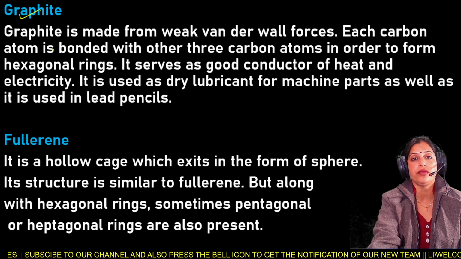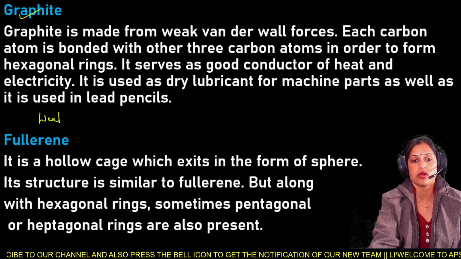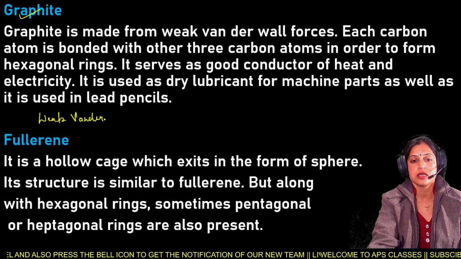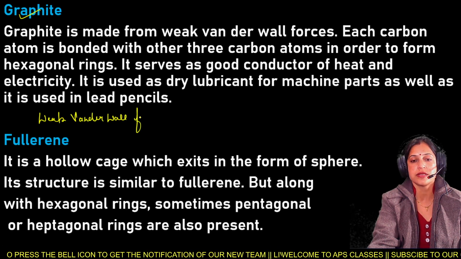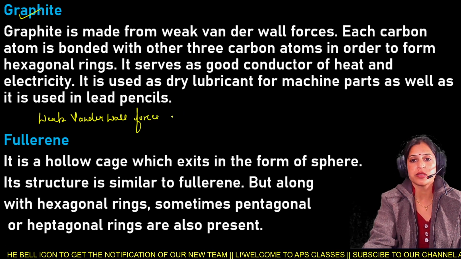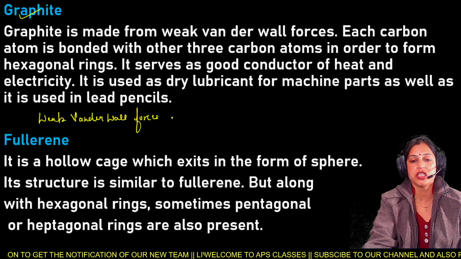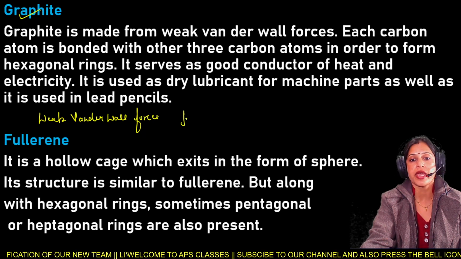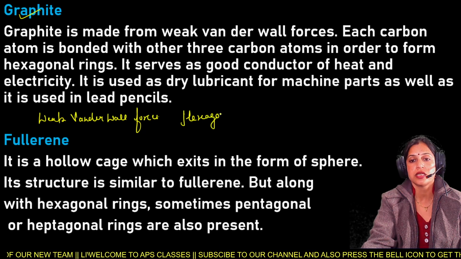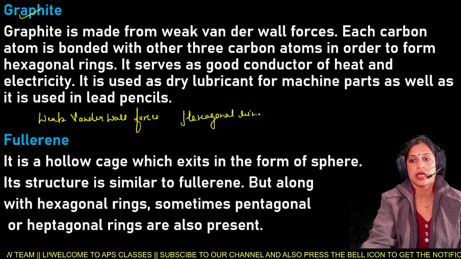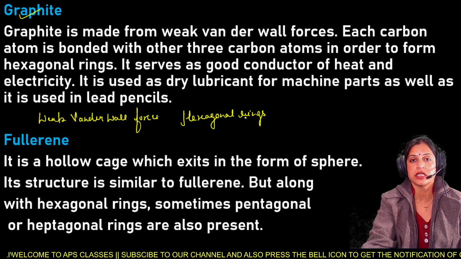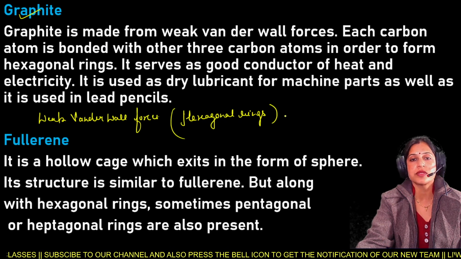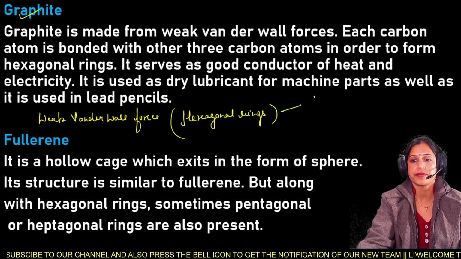Graphite is made up of weak van der Waals forces. Each carbon atom is bonded with three other carbon atoms in order to form hexagonal rings. That means each carbon atom is bonded with three other carbon atoms in order to form the hexagonal rings. And it serves as a good conductor of heat and electricity.